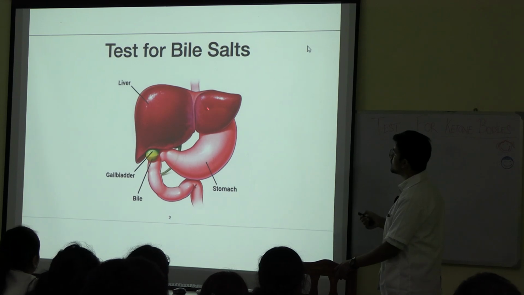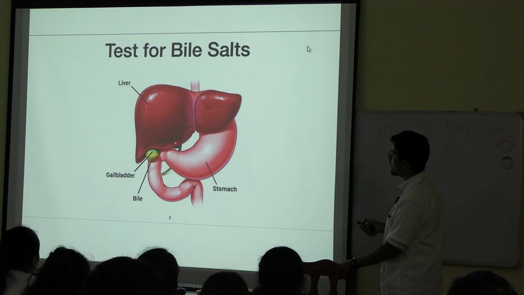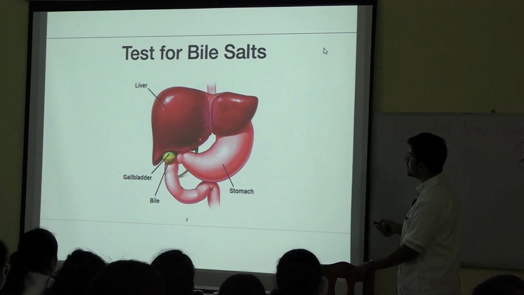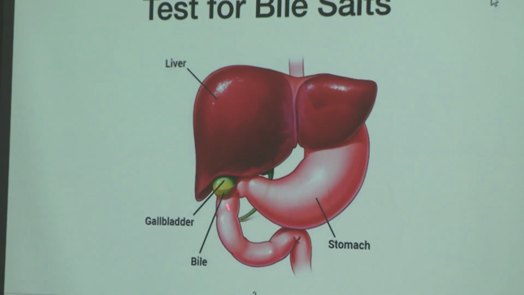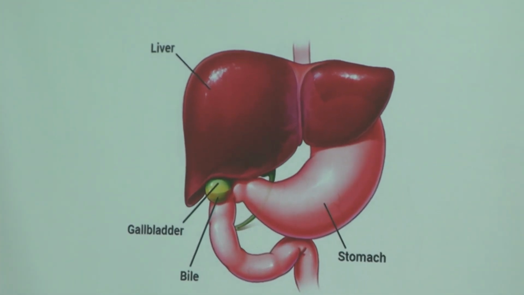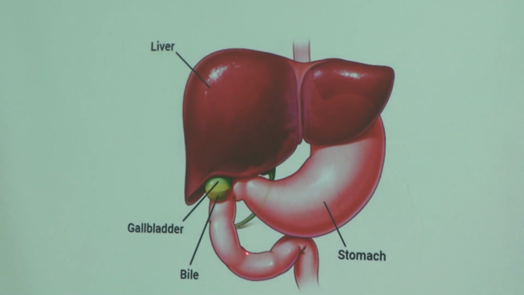This is how the stomach is coming, and this duct which is coming is the bile duct, and this is the hepatic duct, and they join and form a common bile duct, which ultimately opens up into the second part of the duodenum. This is the stomach, first part of the duodenum, second part, third part, and then the fourth part. That's all in short.